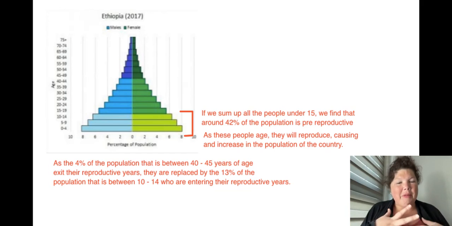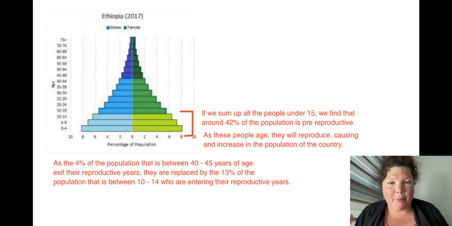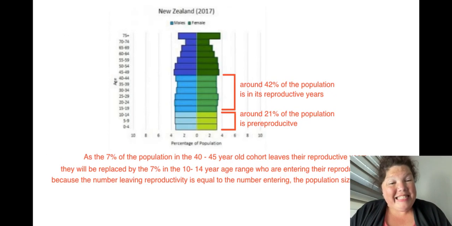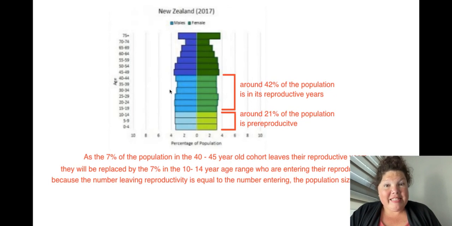So you can see they're being replaced by a larger amount of the population, and that's going to cause that increase in growth rate. Now this tree, this is a stable population. You see the big difference is that it's very flat-sided. So different side, we have 42% of the population in its reproductive years. 21% of the population is pre-reproductive.